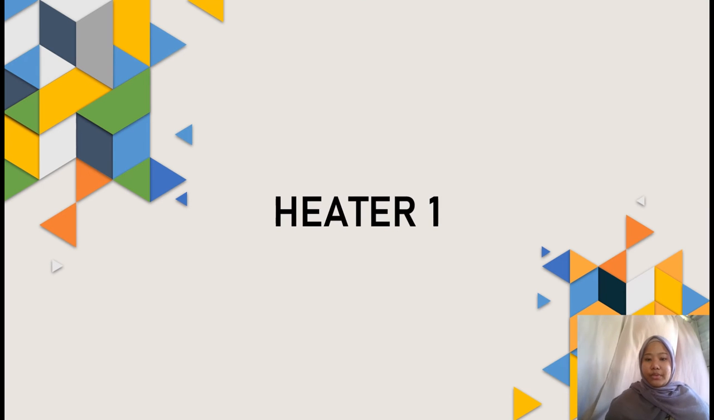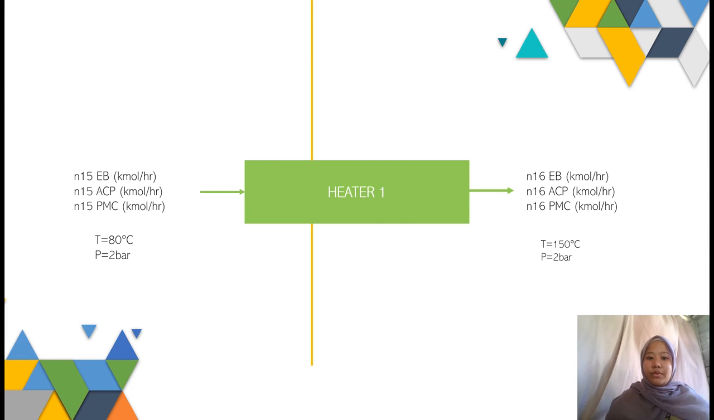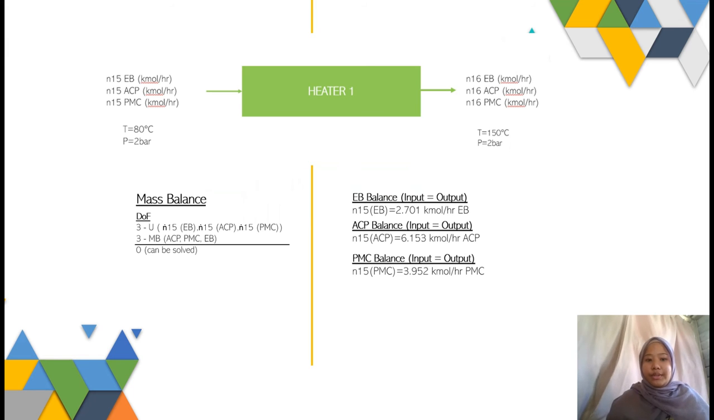Next, we move to the heater 1 process unit. This is the PFD, where we can see one input and one output stream, and there is a change in temperature between those two. The mass balance calculation is shown here. Since the DOF is 0, we could solve all the unknowns, which are the molar flow rates of EB, ACP, and PMC at stream 50.